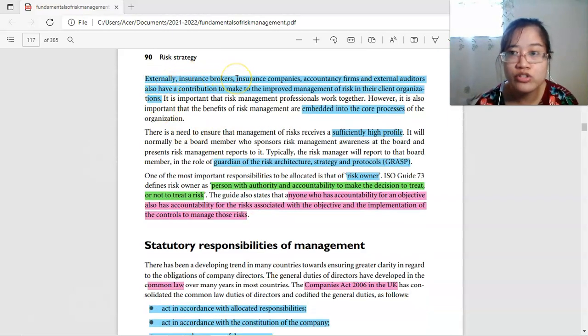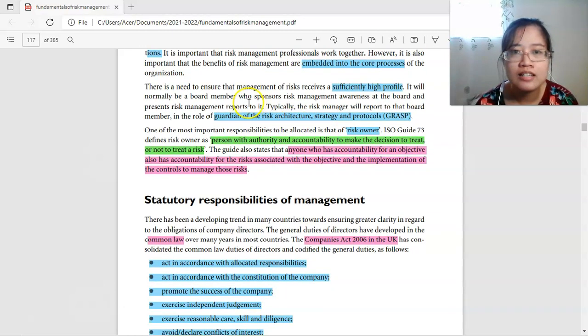Externally, insurance brokers, insurance companies, accountancy firms, and external auditors, they have a contribution to make to the improved management of risk in their client organizations. Okay. Ito mga insurance brokers kasi diba sila yung magdi-deal with the transferable risk. Accountancy firms, external auditors, they do the audit of the compliance and the controls din. Ayan. Tapos, important that the benefits of risk management are embedded into the core processes of the organization para easier implementation.